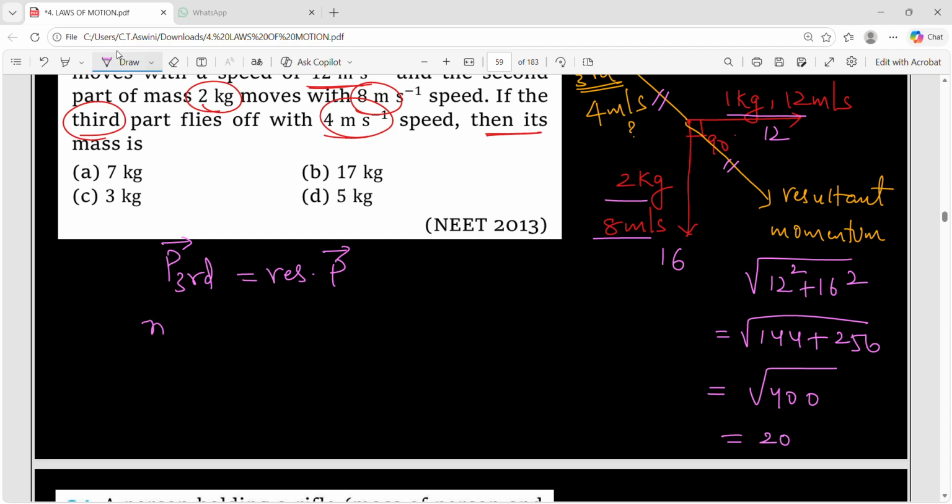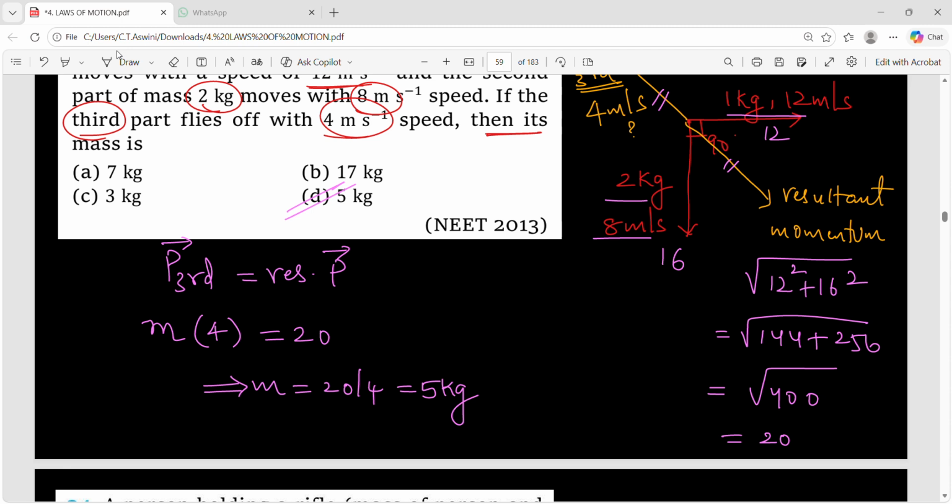So M, we don't know the mass of the third part. V is 4. Resultant momentum is 20. So what is the mass of the third part now? It is 20 upon 4. So this is 5 kg. So what is the answer now? Option D. Is this clear?